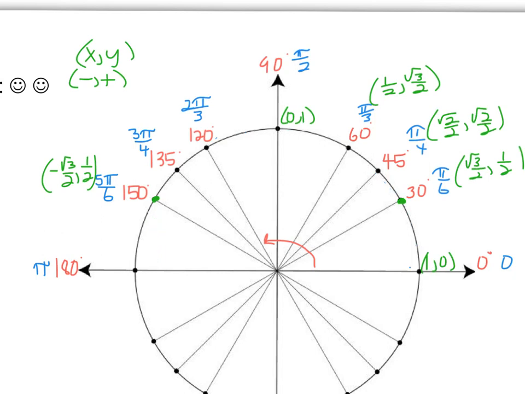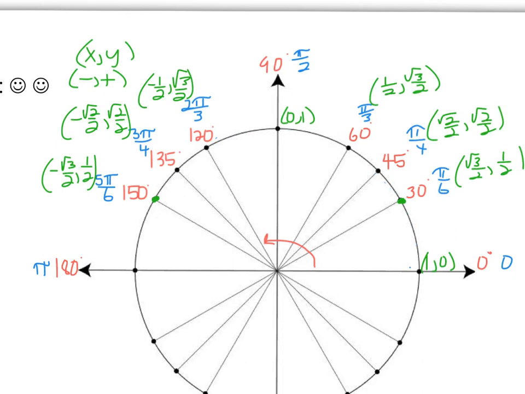In the middle, 135 also has symmetry with 45 degrees, although in quadrant 2, the x-coordinate will be negative. Negative square root 2 over 2, positive square root 2 over 2. And then 120, you guessed it, has symmetry with 60. We go 1/2 to the left, making that negative, and then up square root 3 over 2.